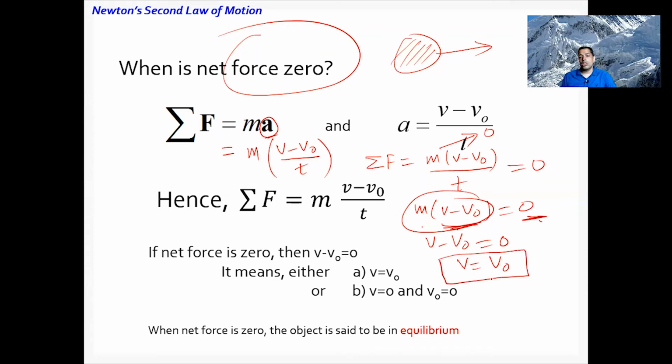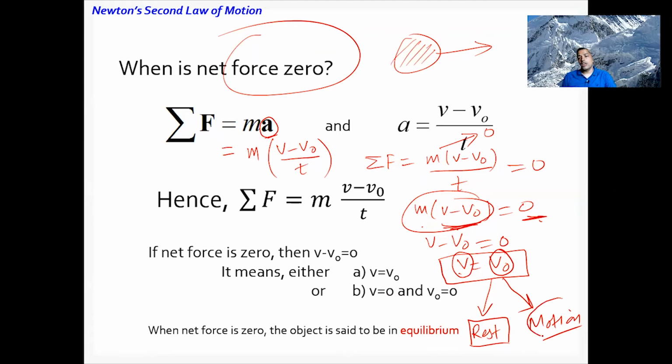So this can be achieved under two circumstances. One at rest, the other in motion. When at rest, v equals v0, meaning what? Rest meaning velocity is 0. Meaning if something is at rest, the initial velocity is 0 and the final velocity is 0. That's the rest position, right? So when that happens, the net force is 0. Okay, that's condition number 1.